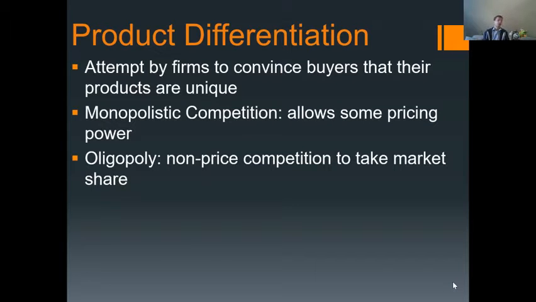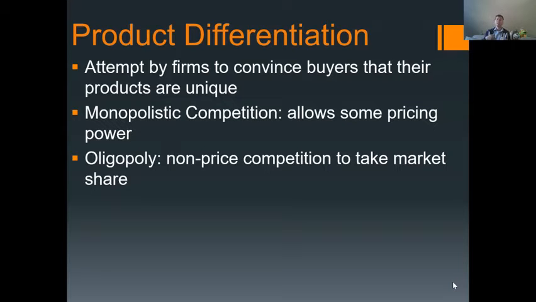This last bit on monopolistic competitors, we're looking at the idea of product differentiation. Product differentiation is the attempt of firms to try to convince buyers that their products are unique and better than the other guys. For monopolistic competitors, this is how they get that pricing power. This is how they get sort of like a mini monopoly over their own product.